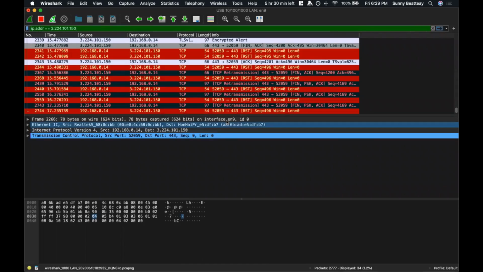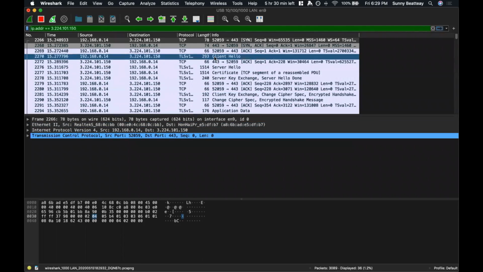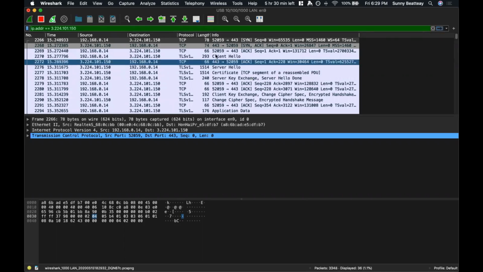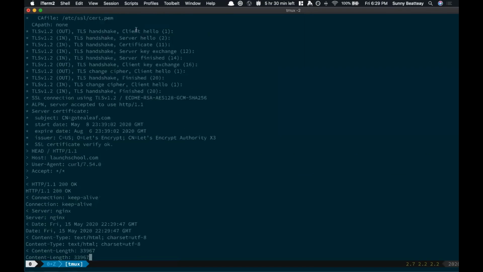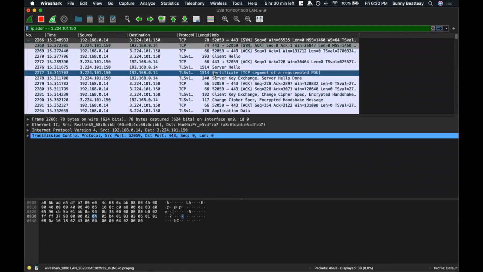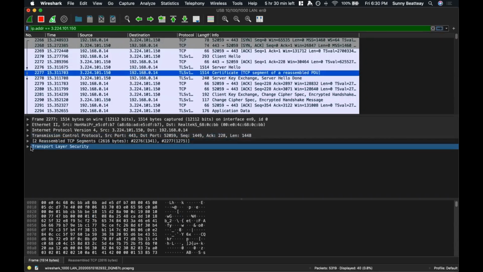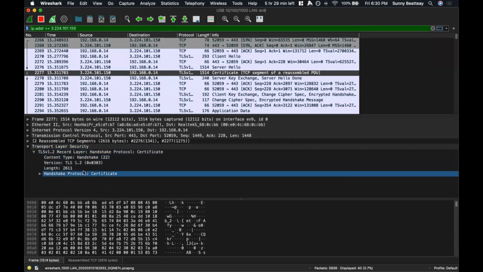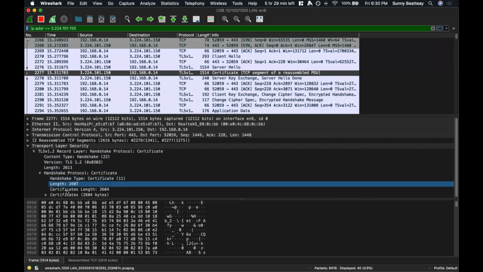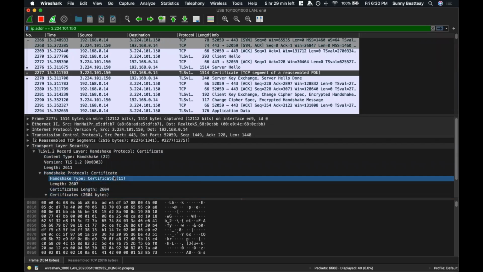So you can see here all the requests we've sent. This is very similar to what we saw before: client hello, server hello, certificate. So let's dive into the certificate and see Launch School's actual RSA information. We can do that by clicking on the TLS layer, going to the handshake protocol, and then going to the certificate right here. So we're going to certificates.